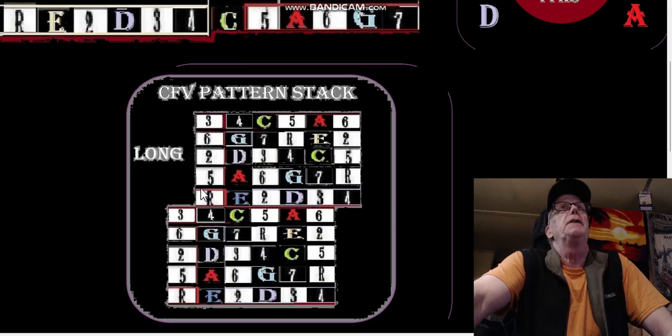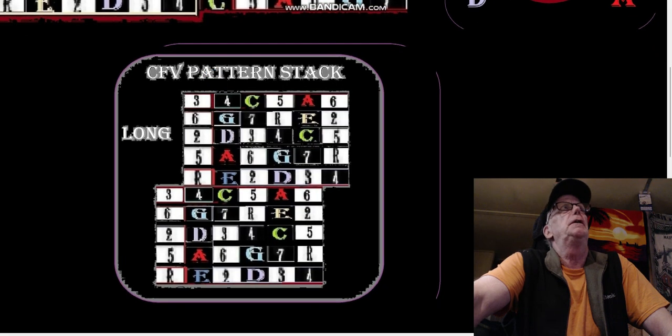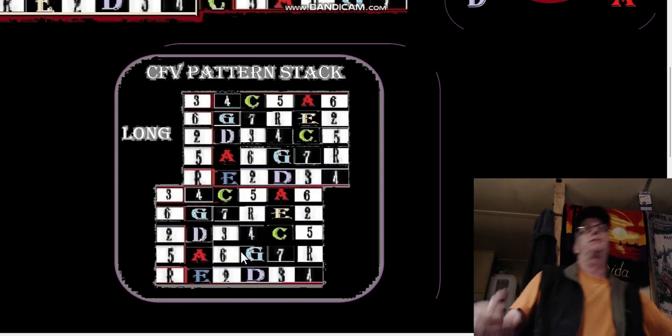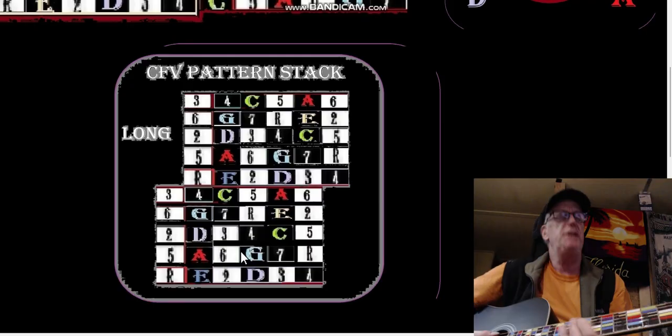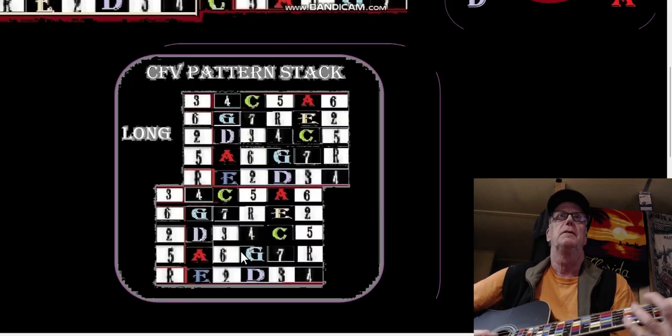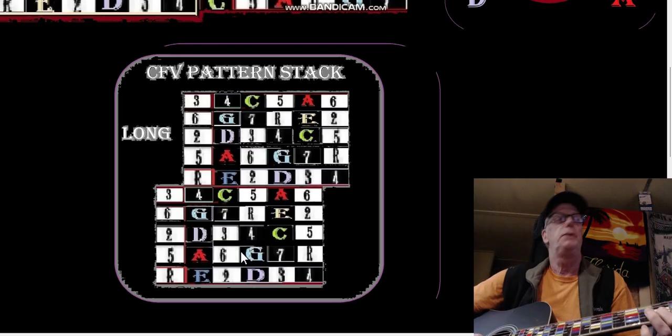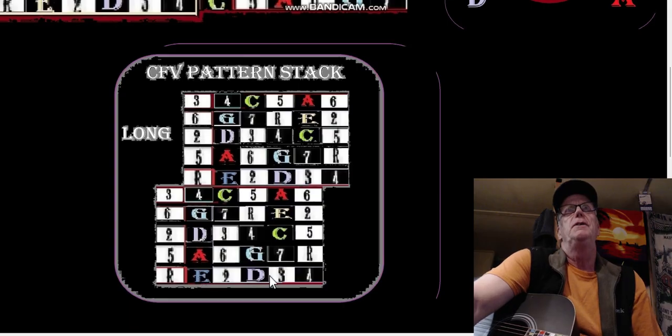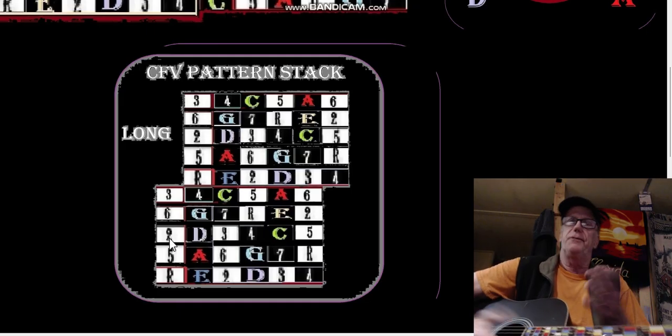So we're running out of time on this particular segment, but we've got the CFV, cello, fiddle, violin pattern stack. So that's it, the pattern stack. Just play the pattern stack. It's so easy. But that was a pentatonic scale. Wow. See how easy it is when you just follow the pentatonics? So you pretty much got right and left and all that stuff.